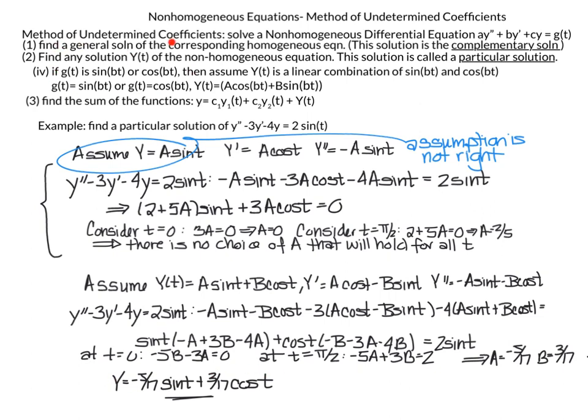And just to come back up here, I said if g of t is sine of bt or cosine of bt, then we are going to assume our particular solution, capital Y, is a linear combination of sine of bt and cosine of bt, which is exactly what we did here. And here I said g of t is equal to sine of bt, or g of t is equal to cosine of bt, which is exactly what we had here. And y of t is capital A cosine of bt plus capital B sine of bt.